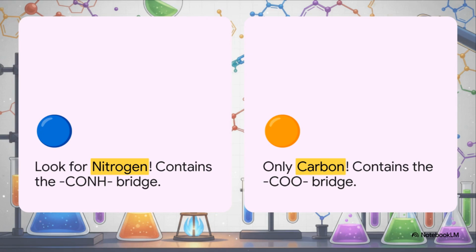For polyamides, how do you spot them instantly? You look for the nitrogen. Polyamides contain that CONH linkage we just built. If you spot an N, boom, you have an amide link.